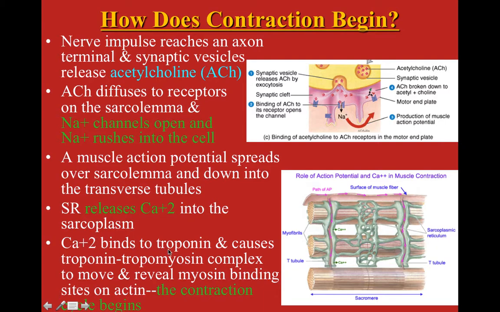And the calcium ion binds to the troponin and causes the troponin-tropomyosin complex to move and reveal the myosin binding sites on the actin. Then the contraction cycle begins. So before anything in the muscle fiber begins to move, we have the release of the neurotransmitter, which causes the sodium ion to enter the cell, which causes the release of the calcium ion, which causes a change to the troponin-tropomyosin complex, enabling the myosin binding sites to be open on the actin.